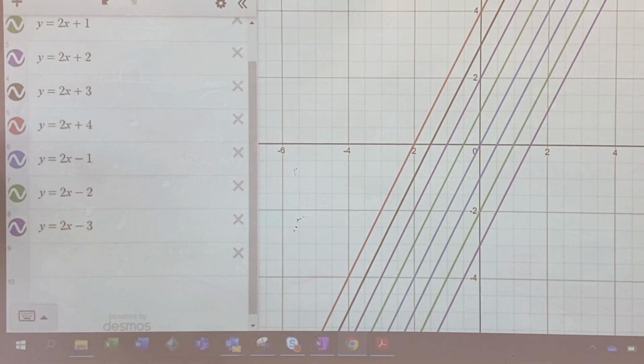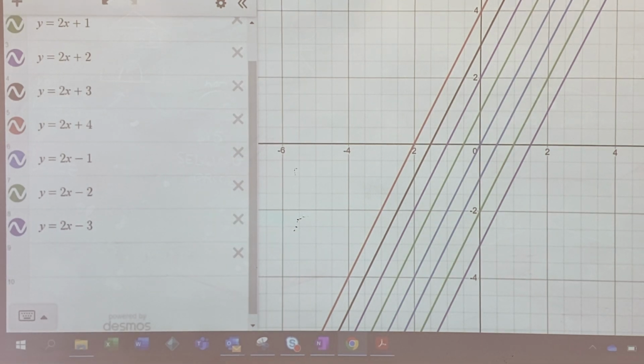Now, let's have a look at the equation here. Don't talk. I've actually listed all the equations here. What did we notice that they have in common? Anybody notice anything? The gradient. What is it? 2. The gradient is the same, 2. Same, very good. Have we noticed that? The gradient is the same.